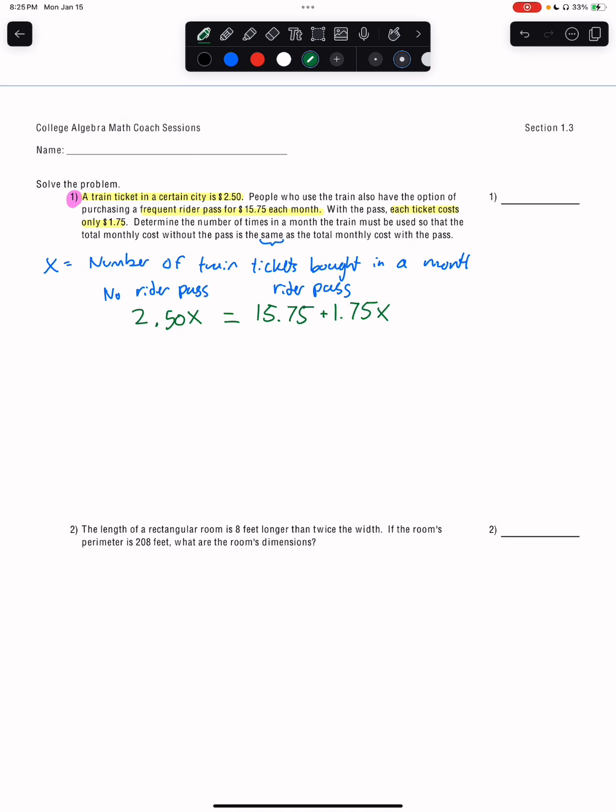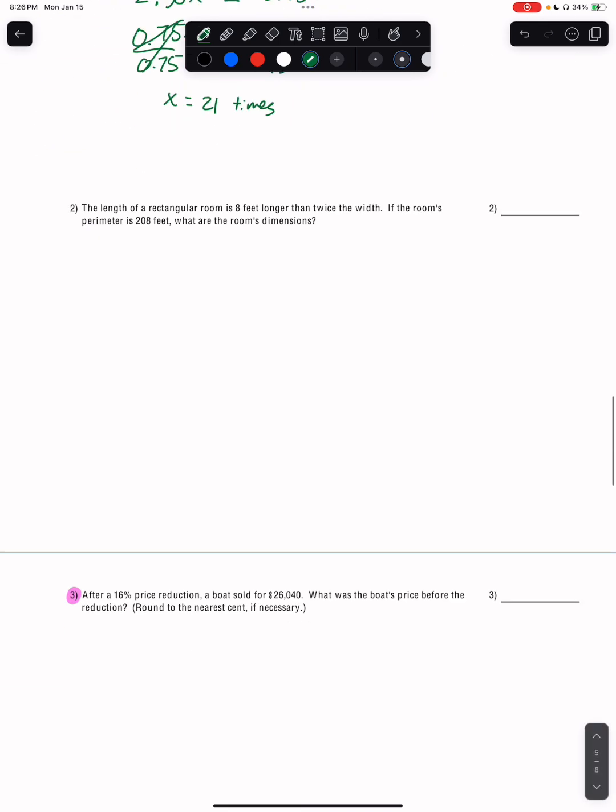And now to find when the costs are the same, we're just going to need to solve for x. So we'll subtract 1.75x to the other side. And now we need to get rid of this. So we're going to divide by 0.75. If you just punch that in your calculator, you're going to be left with 21. So to take 21 times, that would be the same cost.